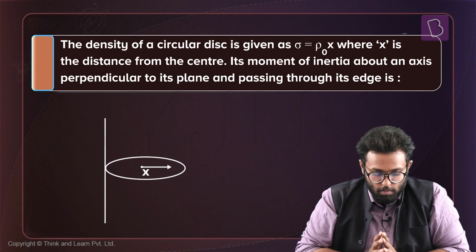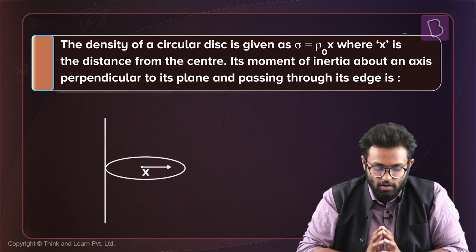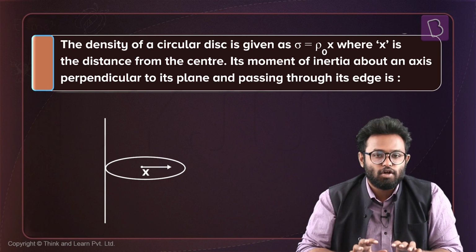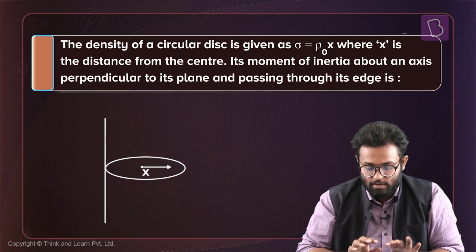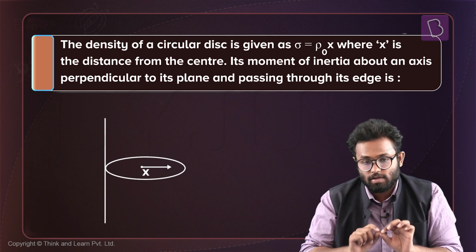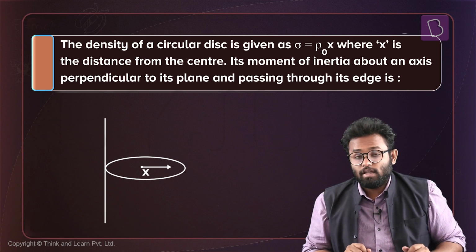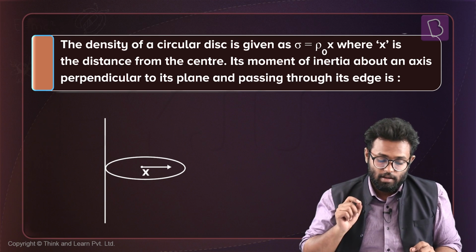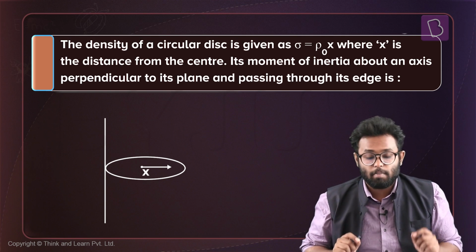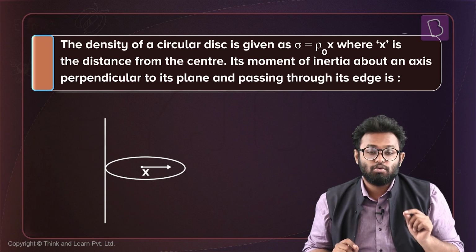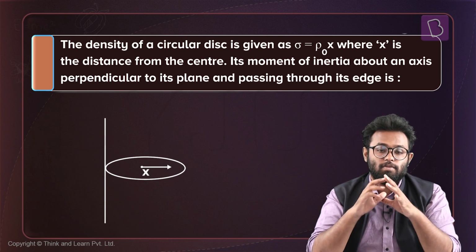Now let's look at the next problem. Here we have a circular disk, and the surface density of this disk is given as rho naught times x, where x is the distance from the center. Right? And we have to find the moment of inertia of this disk about an axis perpendicular to its plane passing through its edge. And the diagram is given to us.